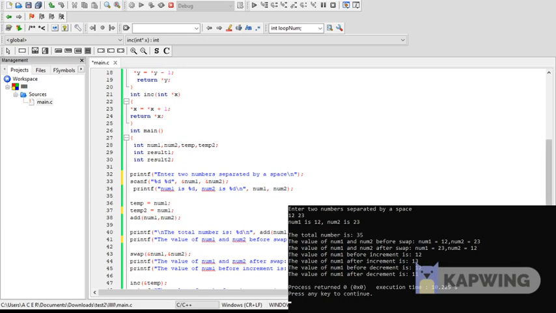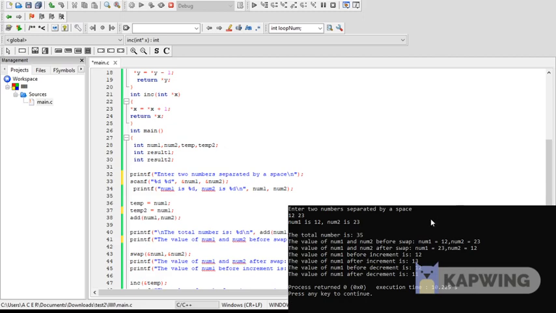So for the next one is to see the total number. So 12 plus 23 is equal to 35. So you can see here, it will show the swap because we have said from earlier the integer swap. For the integer swap, before the swap, the number 1 or x is equal to 12, the number y is equal to 23. After the swap, number 1 will become 23, number 2 will become 12.